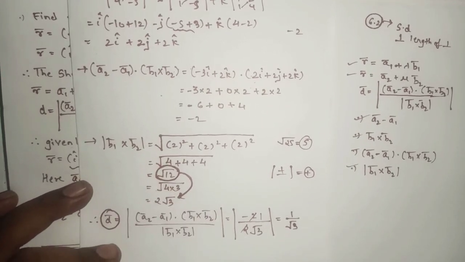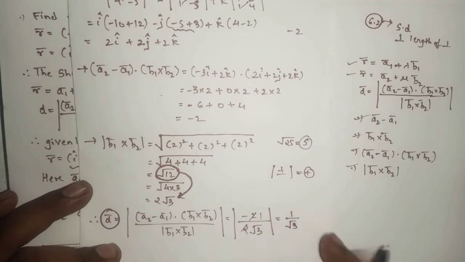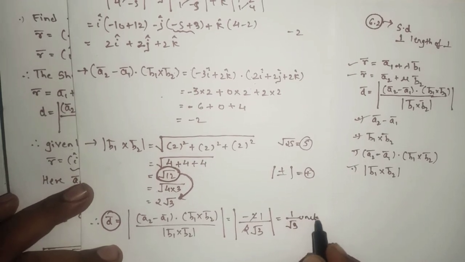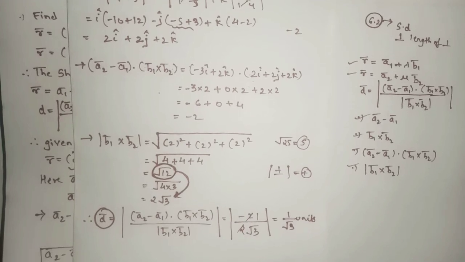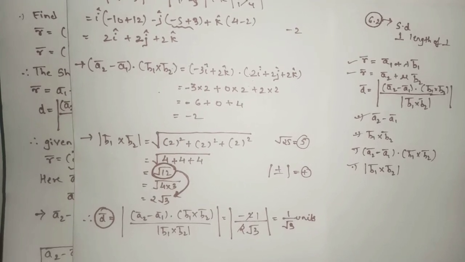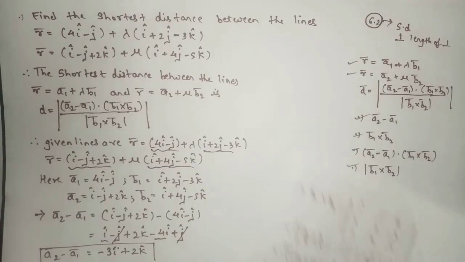So distance, either it will be in kilometer or meter, yes or no? Here nothing is given, so you will write units. So that's the answer. Here we got the distance for the sum as 1 upon root 3 units. I hope you all understood this sum.